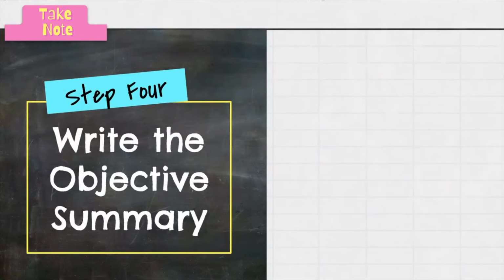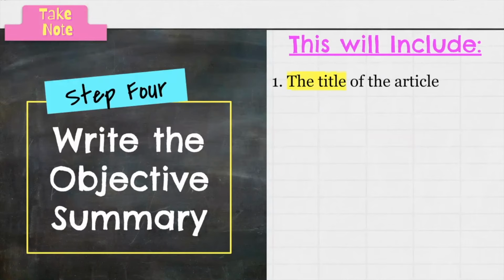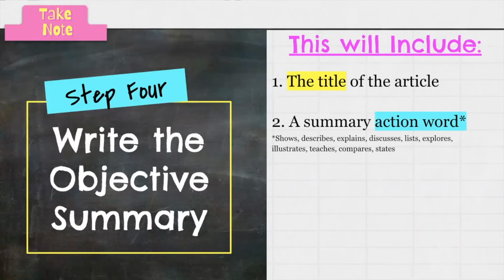So now we're on to our final step, which is step 4, writing the objective summary. So we're going to put all these pieces together and write our objective summary. So here are the components of your objective summary. First, you will include the title of the article. Second, you will use a summary action word like shows, describes, explains, discusses, lists. You can see the rest of them.